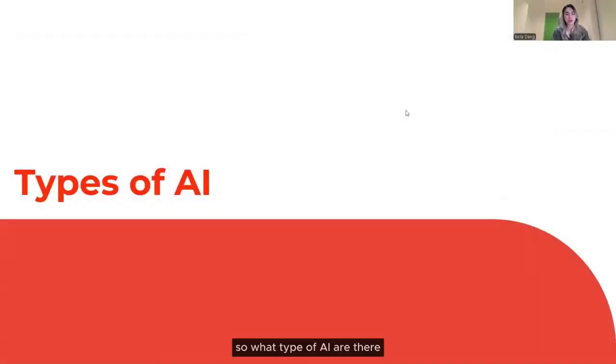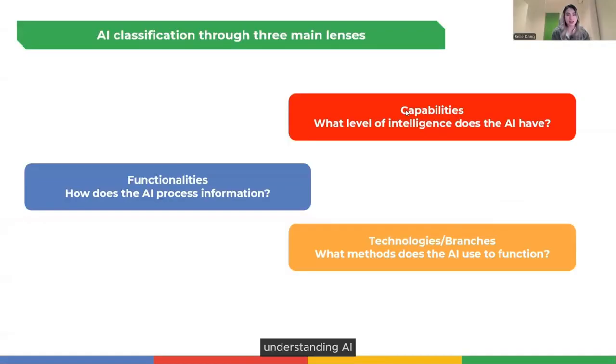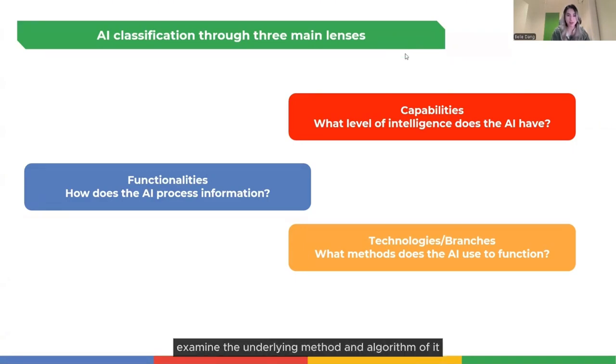So, what types of AI are there? Understanding AI fully means looking at it from different angles, and we'll classify AI using three distinct lenses. First, capability. This lens tells us the level of intelligence or specialization an AI system has. Second, functionalities. Here we focus more on how the AI processes and reacts to data. Last one, technologies and branches. This perspective examines the underlying methods and algorithms, such as machine learning, natural language processing, or robotics.